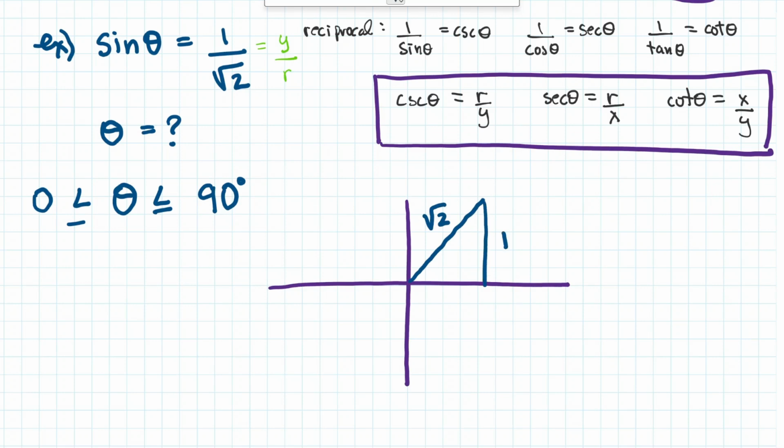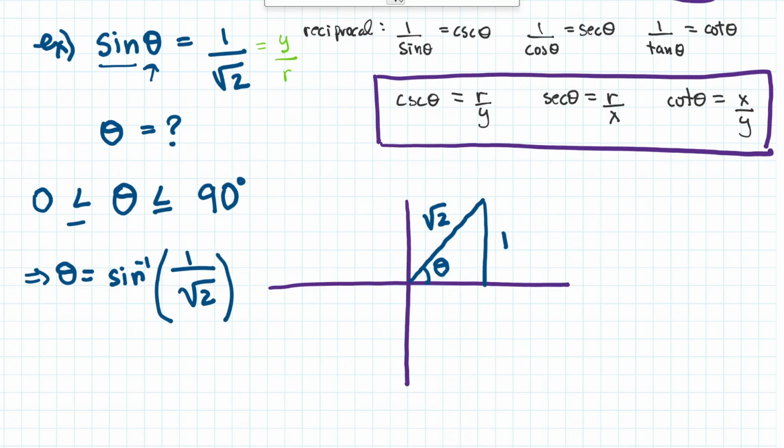Okay, and we want to figure out what this angle is. One way you can do it is to plug it into your calculator and take the sine inverse. How do you find the angle? How do you detach sine from the theta? Simply, theta equals sine inverse of our side length ratio of 1 over root 2, and you plug that into your calculator. That's one method to solve this. You get a value of 45 degrees.